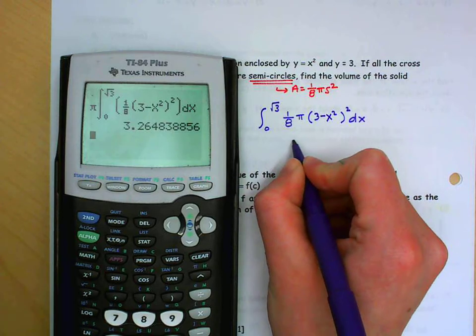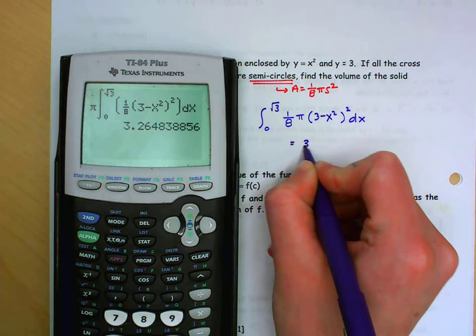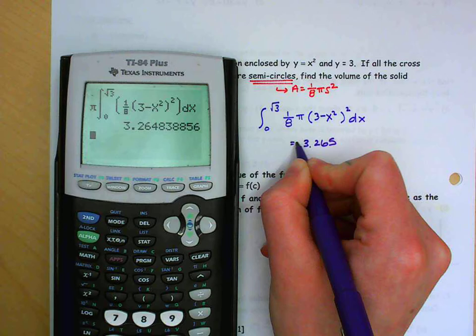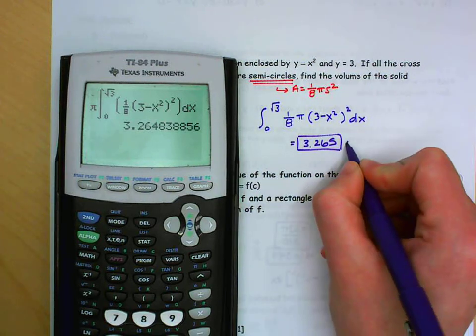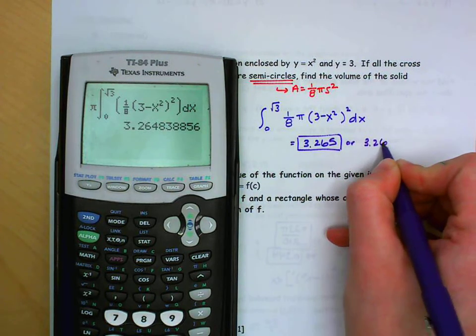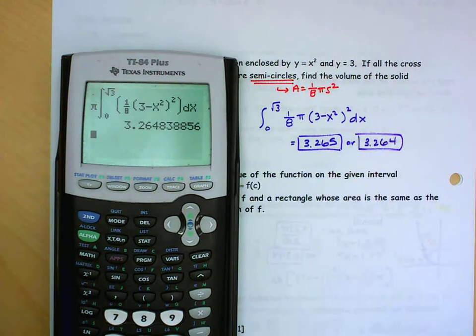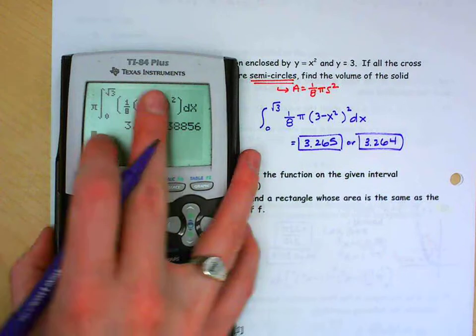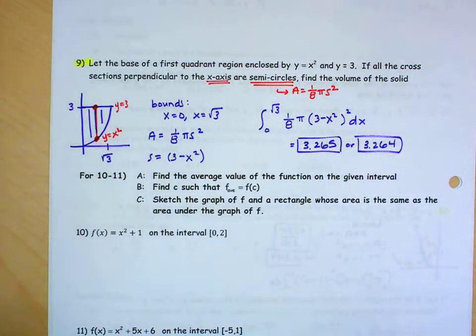So remember, on the AP exam, we round to the thousandths place. So if I rounded, that'd be 3.265. But technically, you can also truncate as well. So I would also accept 3.264. Please don't box both of those answers on the actual test. Pick one or the other, but both would be accepted. Okay, so those are the 2 free response I was asked about.